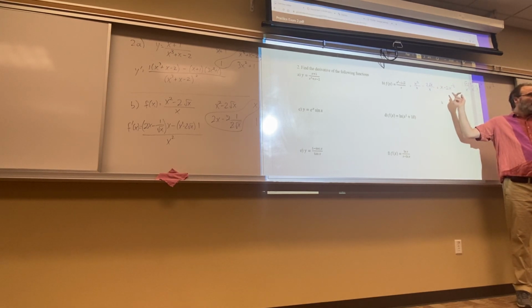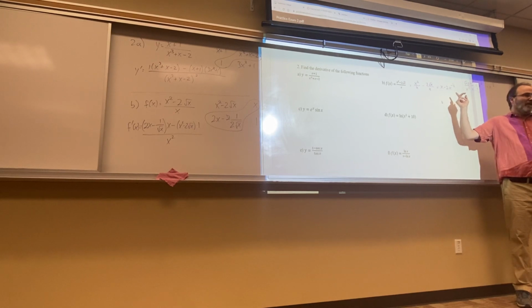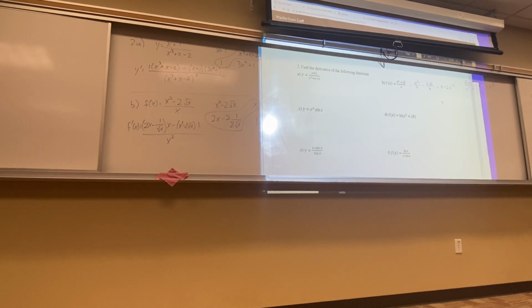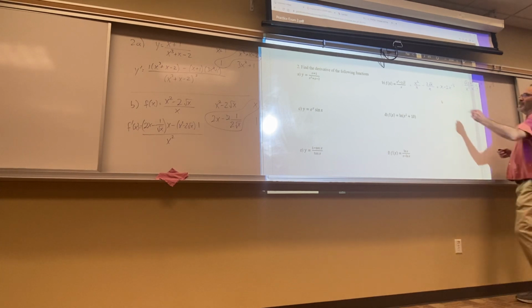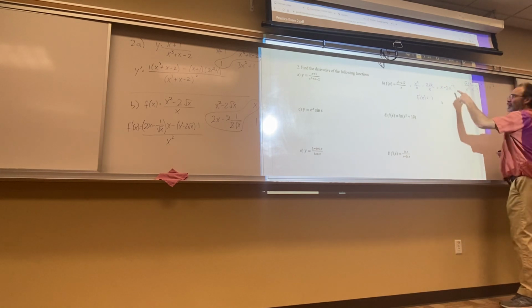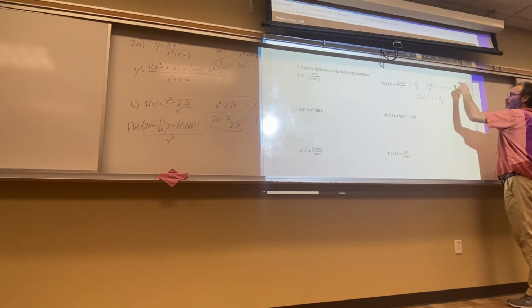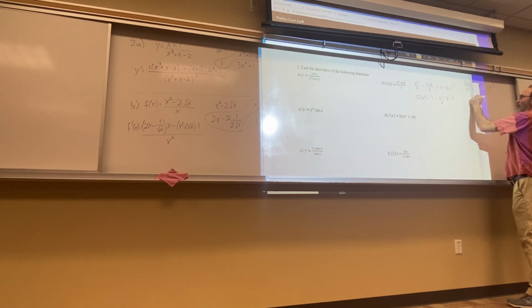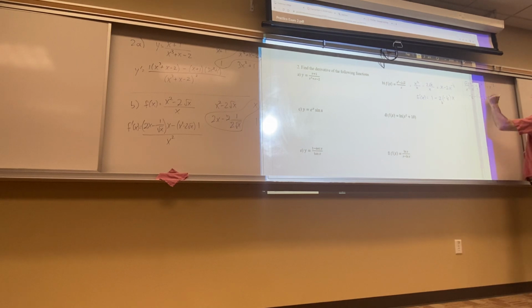Will there be any problems where we have to do this? When we get into chapter 5, when we do antiderivatives, we do this backwards. You will have to do this in chapter 5. And now from here, we can take the derivative of this. Derivative of x is 1. Derivative of this is negative 2 times negative 1/2 x to the negative 1/2 minus 1, which is negative 3 over 2.